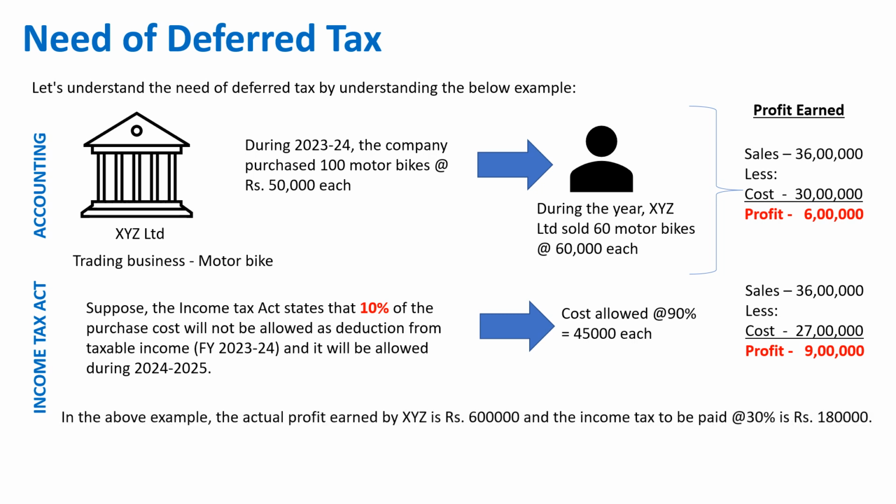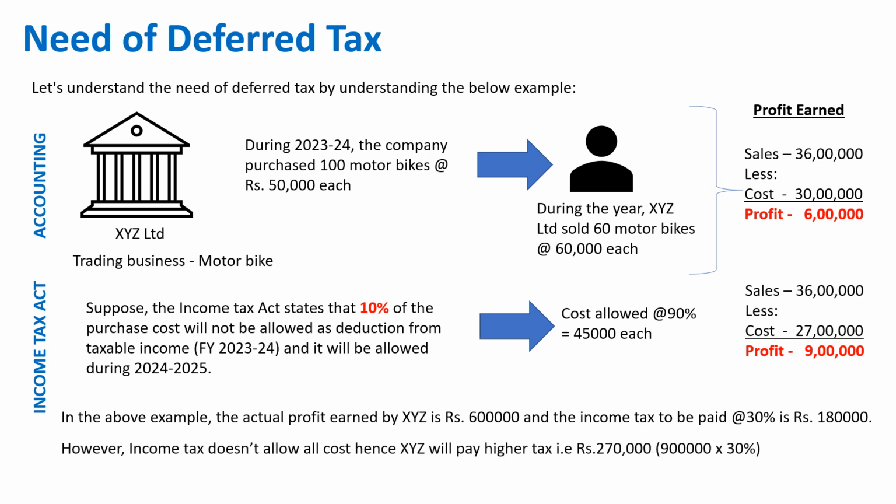So in the above example, the actual profit earned by XYZ is 6 lakhs as per the accounting books, and the company is supposed to pay 30% on that, assuming 30% is the tax rate. So the tax liability should be 1,80,000. But what happened? Because under Income Tax Act, 10% of the cost is not allowed during the year, hence the profit has gone up to 9 lakhs, and the company is going to pay a higher tax at the rate of 30%, which is 2,70,000.